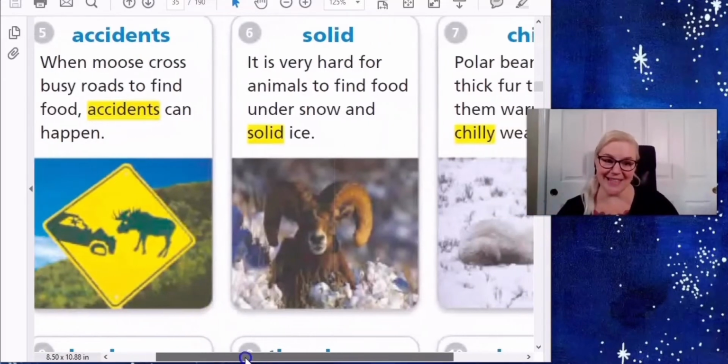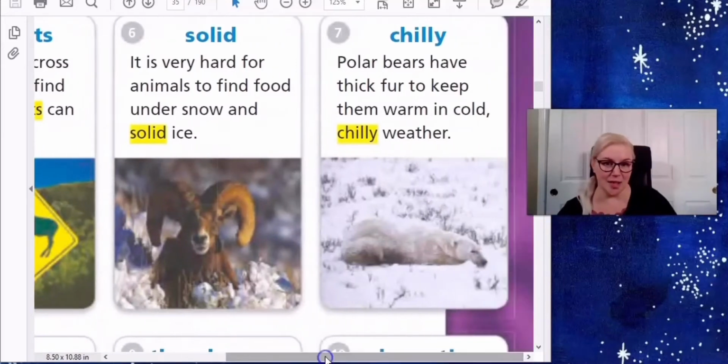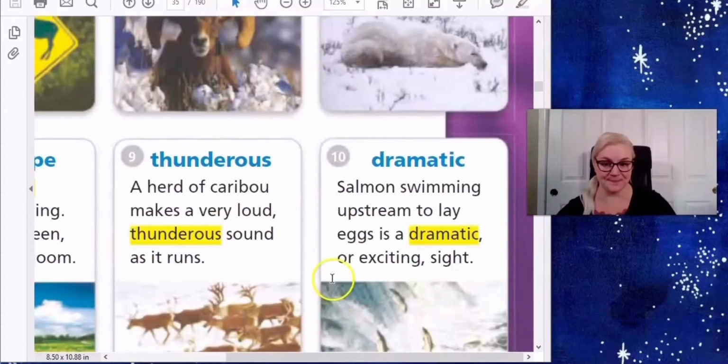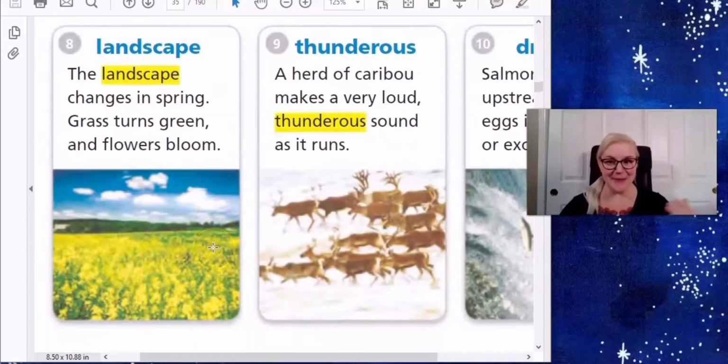Number 6, solid. It is very hard for animals to find food under snow and solid ice. Chilly. Polar bears have thick fur to keep them warm in cold, chilly weather. We wear thick jackets to keep us warm in chilly weather. Number 8, landscape. The landscape changes. In spring, grass turns green and flowers bloom.